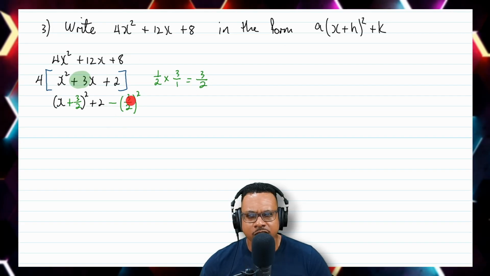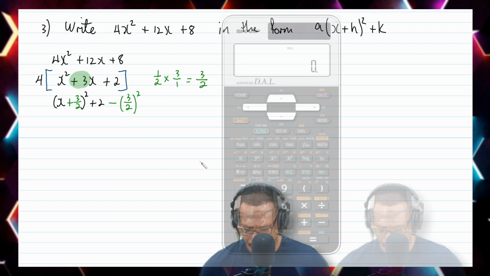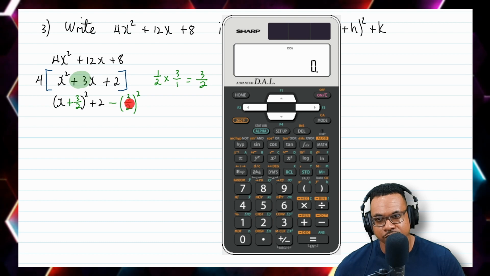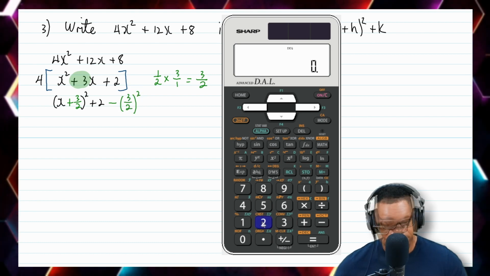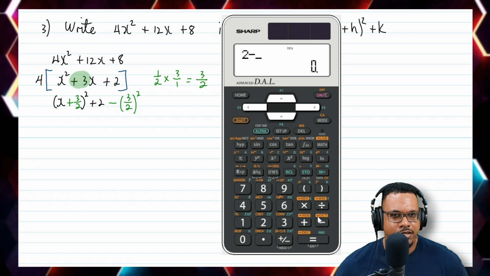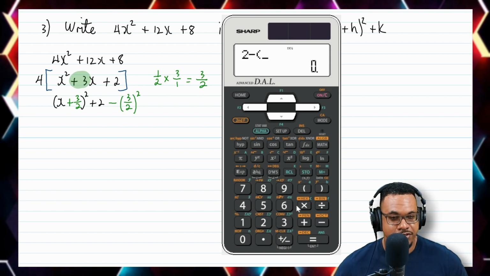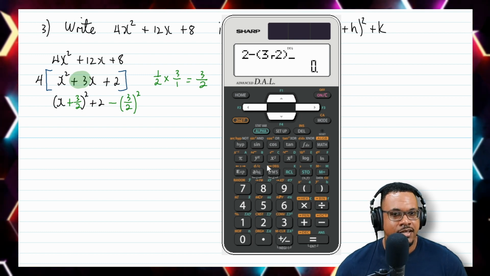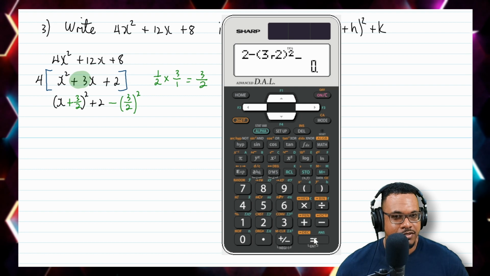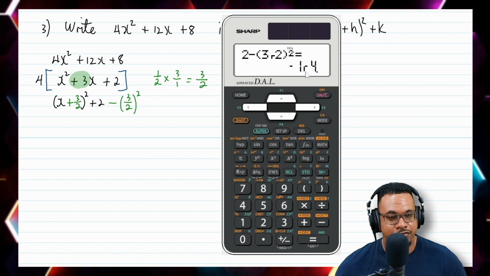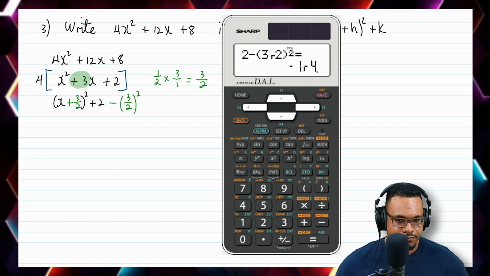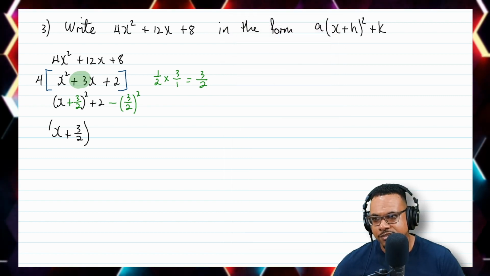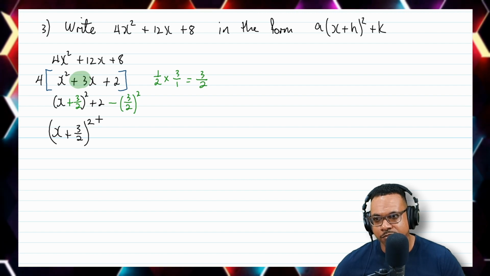So now I'll work this out, and we can do that on the calculator. So I can simply type in the positive 2 take away open brackets 3 over 2 in brackets squared. So I'm going to press 2, take away, I'm going to open brackets, I'm going to use the fraction button and put 3 over 2. I'm going to close the brackets, I'm going to use the x squared button to square it. Press equal and we get negative 1 over 4, negative a quarter. So I'm going to write x plus 3 over 2 in brackets squared, and this works out to be negative a quarter.